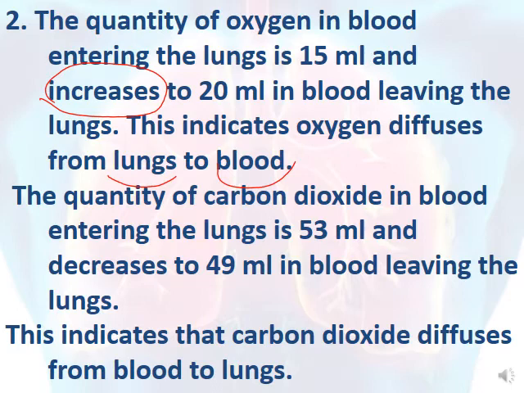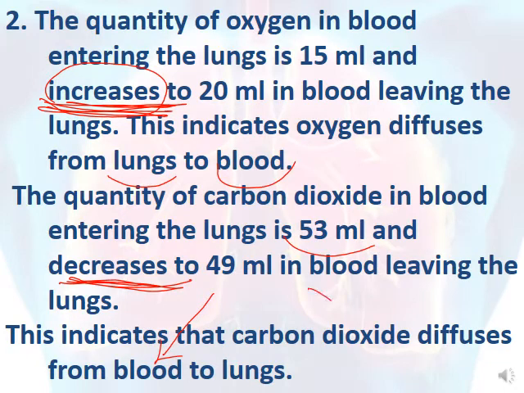While the quantity of carbon dioxide in blood entering the lungs is 53 milliliters, and it decreases. Pay attention here: increases and decreases. Okay, and the interpretation, analysis plus indication, to 49 milliliters in the blood leaving the lungs. This indicates that the carbon dioxide diffuses from the blood, a medium rich in carbon dioxide, to the lungs, a medium poor in carbon dioxide.